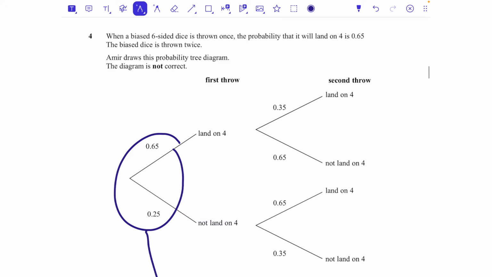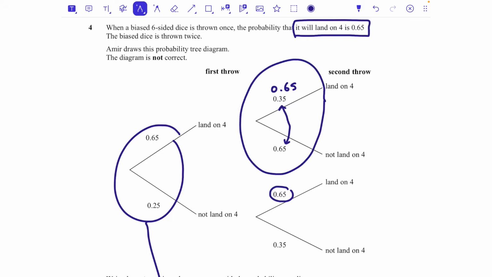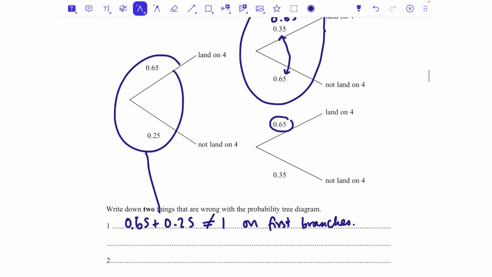Okay, so the second thing that's wrong, if you actually look at the second branches, it was the probability of it landing on a 4 is 0.65, and actually they've got that the wrong way round here. So landing on a 4, this one should be 0.65, same as it is down here. So the top branch is here. And again, I remember marking this question and lots of people were very vague about which set of branches they're talking about. And that's why I'm making this super clear here.